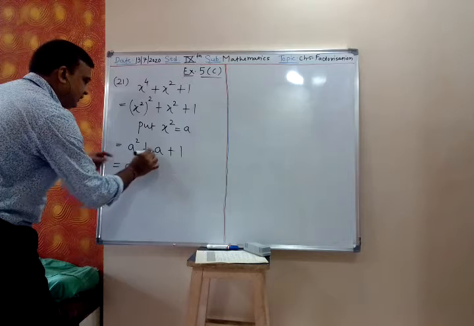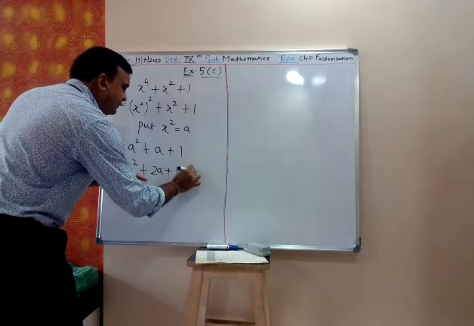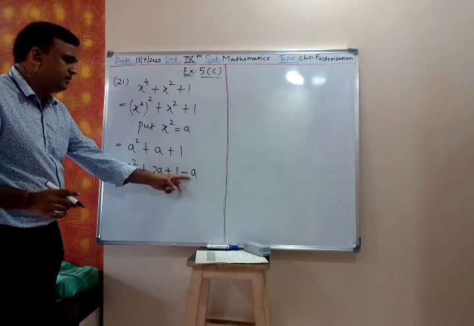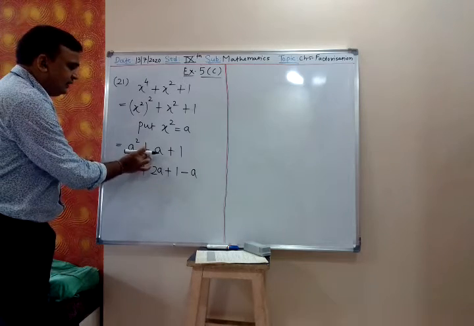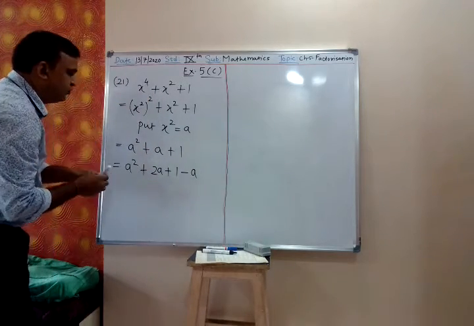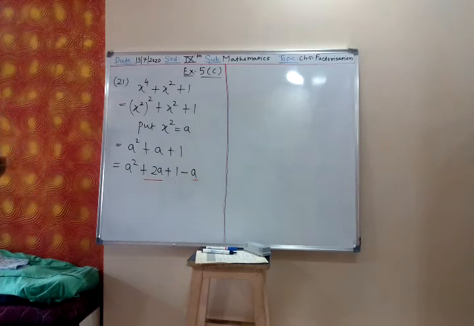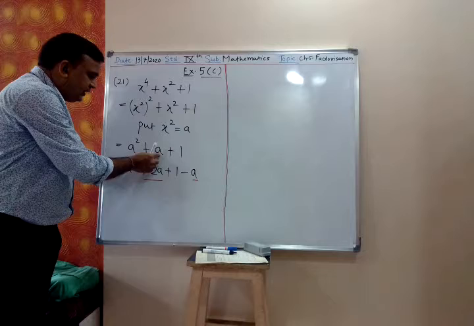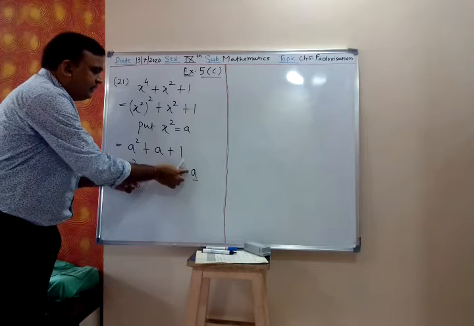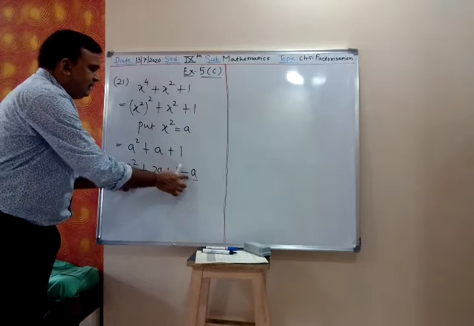This I will write a square plus 2a plus 1 minus a. What is 2a minus a? Yes, it is a. So this plus a I have written as plus 2a minus a. Okay, a square plus a plus 1. This a I have written as plus 2a and minus a. Plus 2a minus a is a.